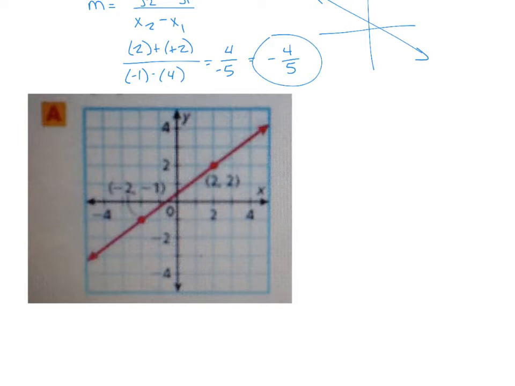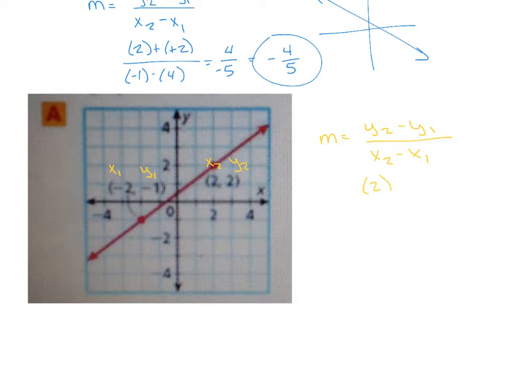Again, it doesn't matter which one you label x1, y1, or x2, y2, as long as you keep them together. I always just say label the left one x1, y1, and label the right one x2, y2. Okay, so we have m equals y2 minus y1, which is the change in y, over x2 minus x1, which is the change in x.